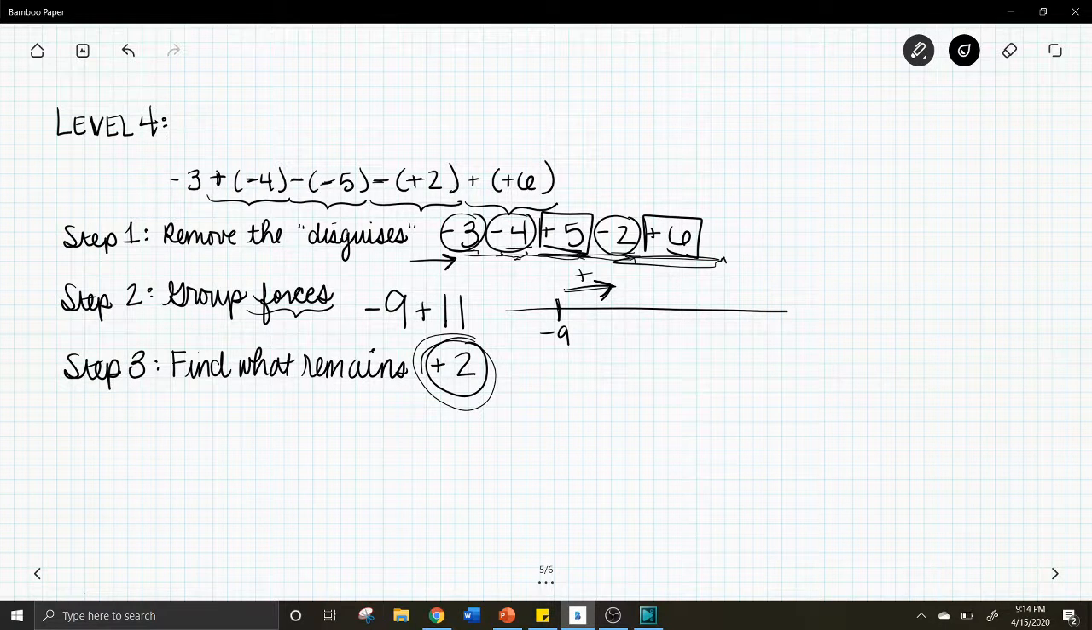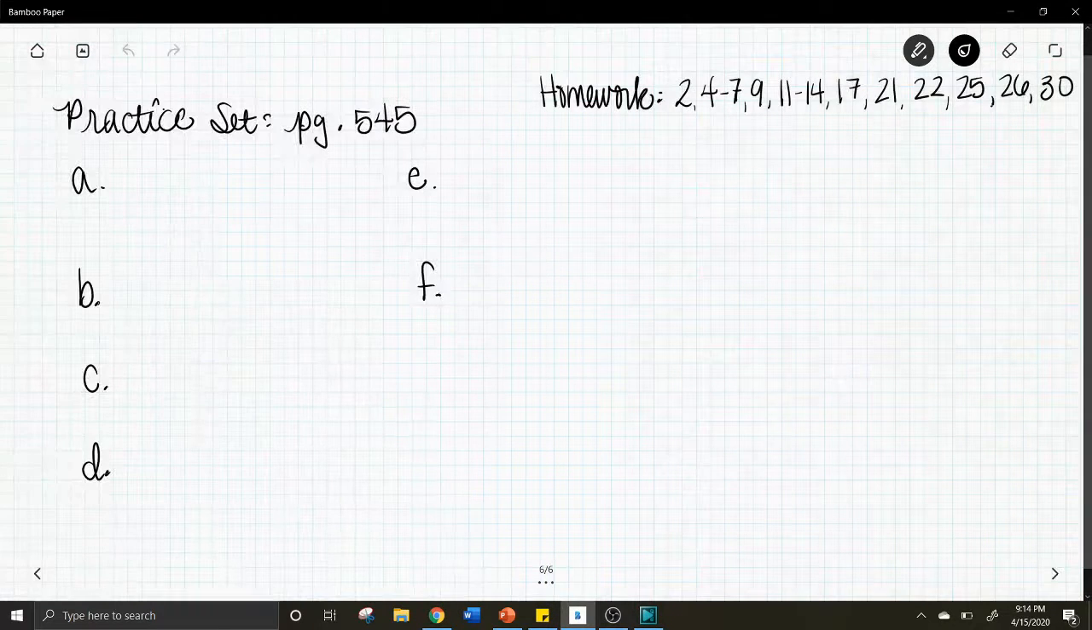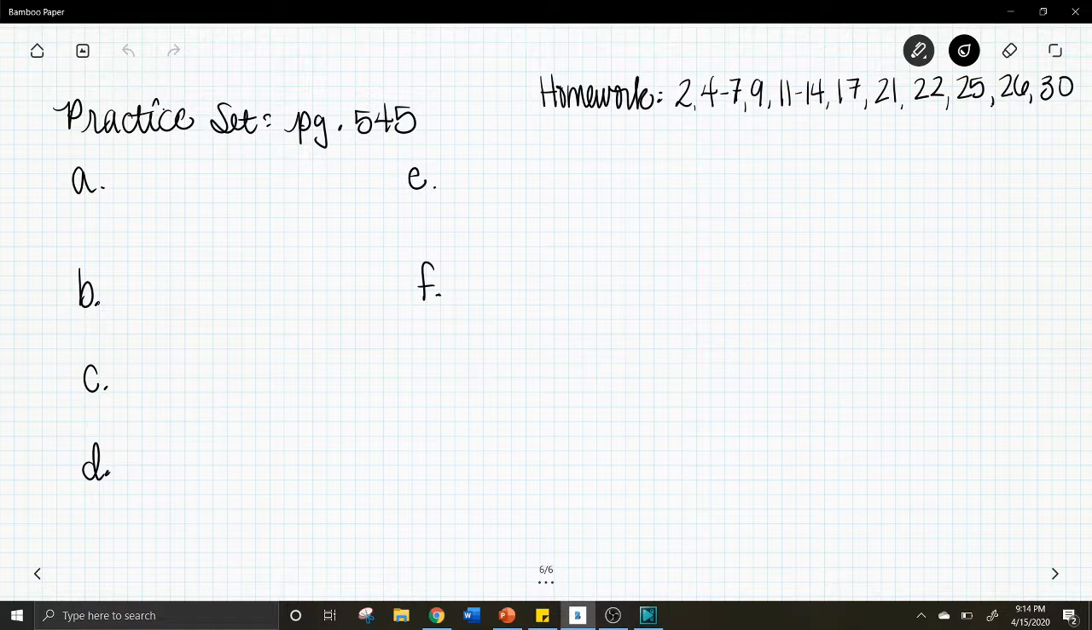So next is the practice set, but I think I'll do the first one with you, and then I'll let you work on the rest by yourself, just because this is kind of new, and even though we went through that screen thing, I don't know how much it helped. So let's do a couple of these together. So I'm going to rewrite letter A.